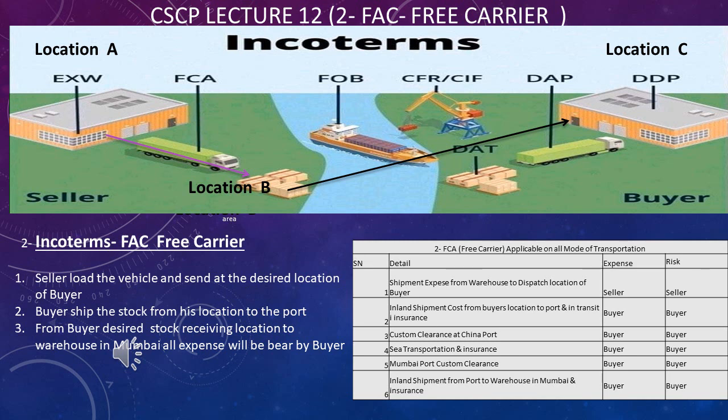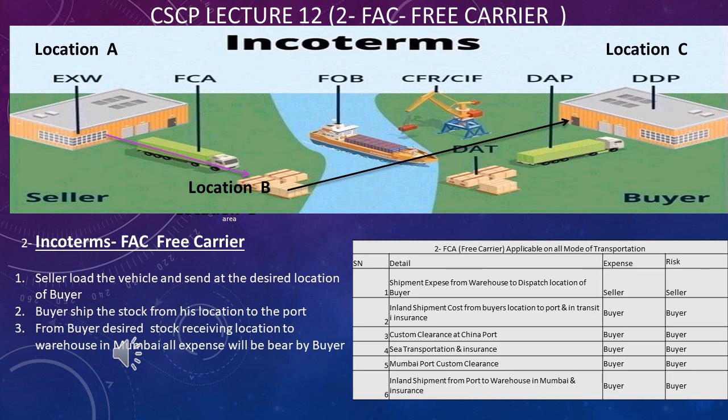Location B is your loading point for the port. It may be your warehouse, it may be the place where you shift the inventory to the port or to other destination points. Maybe it's by road, not necessarily by sea. So this applies to road and sea both.